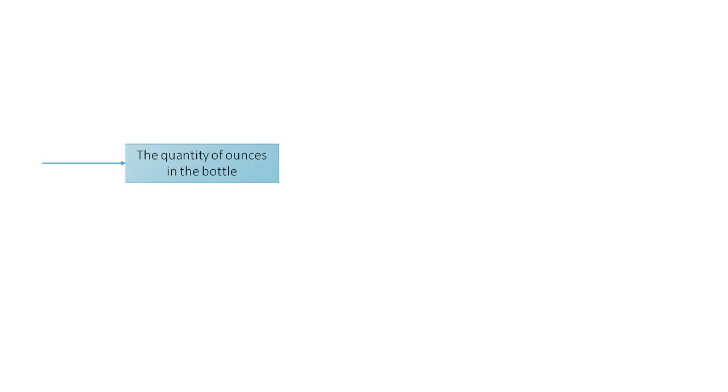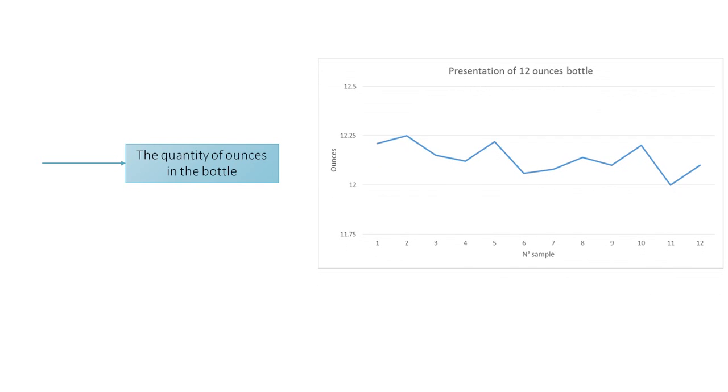So what is happening here is that we are always measuring the quantity of ounces in the bottle. Usually, if we are talking about the presentation of 12 ounces, the variability is around, let's say, 12.25 and 11.75. So here variability always exists, and this is the common cause.